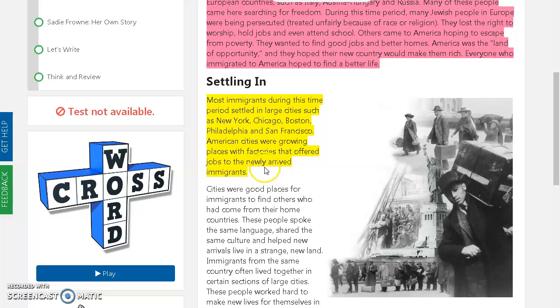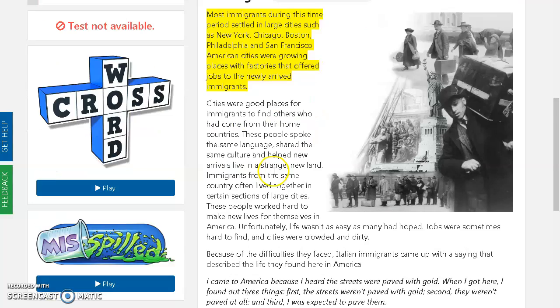You have another question that's very similar that also says, why were large cities good places for immigrants to settle? And we also talked about this last week, that in these larger cities, you have more factories. So the larger cities were growing places and they offered factories with new jobs.